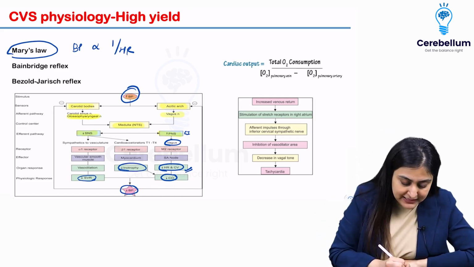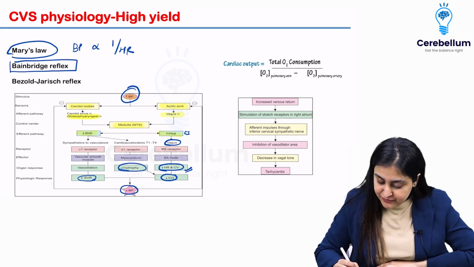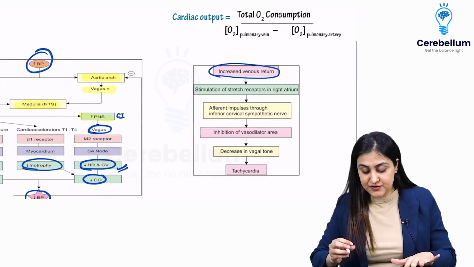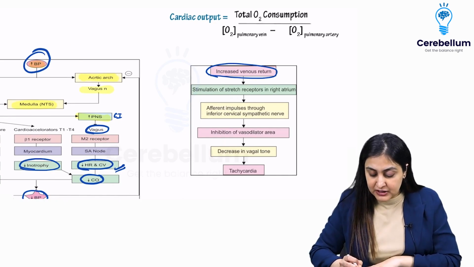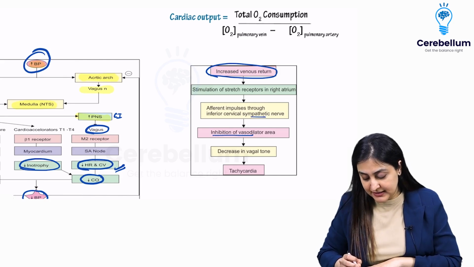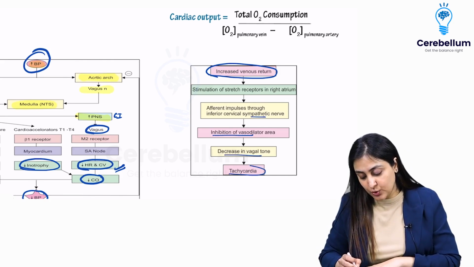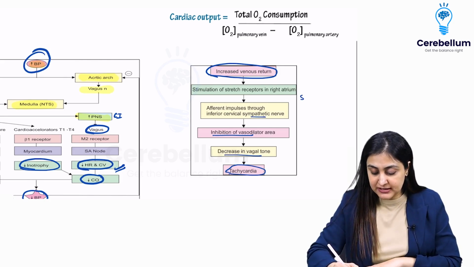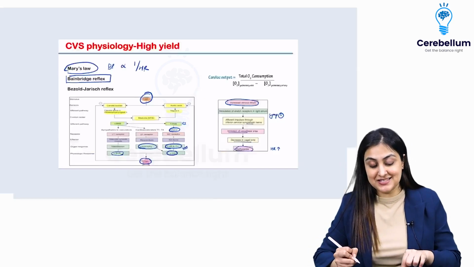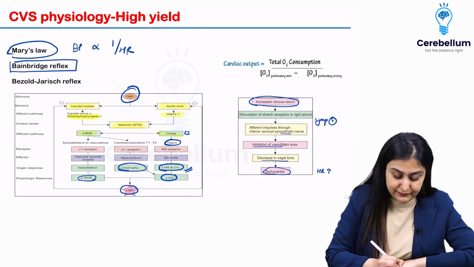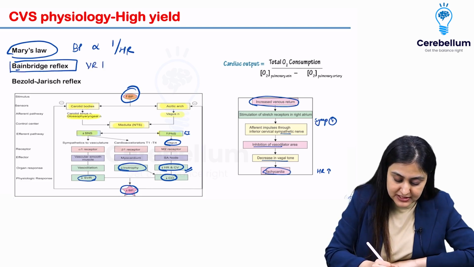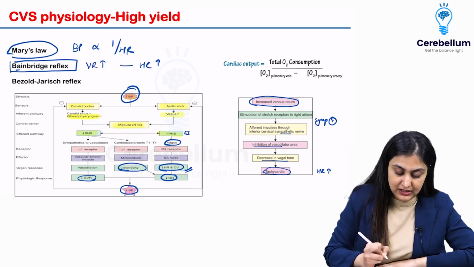But what does the Bainbridge reflex say? The Bainbridge reflex says that when the venous return is increased because of the stimulation of stretch receptors, you're going to have afferent impulses through the vagus nerve which inhibit the vasomotor area, so vagal tone reduces. So overall, increased venous return leads to sympathetic increase which results in higher heart rate. So this is known as the Bainbridge reflex. You remember this is mediated in the atrium, meaning venous return increased, heart rate is going to increase.